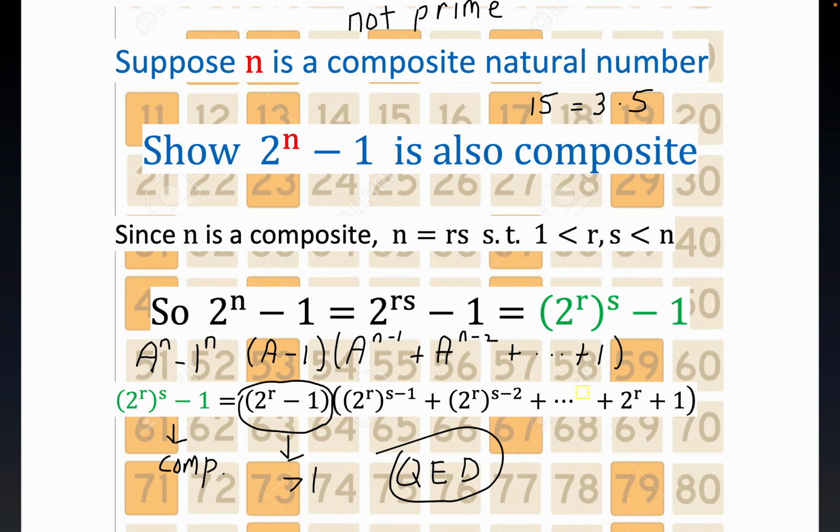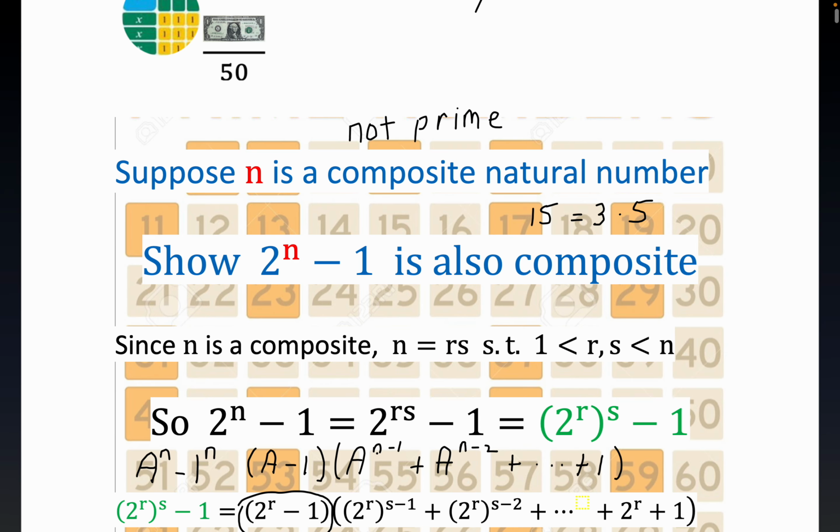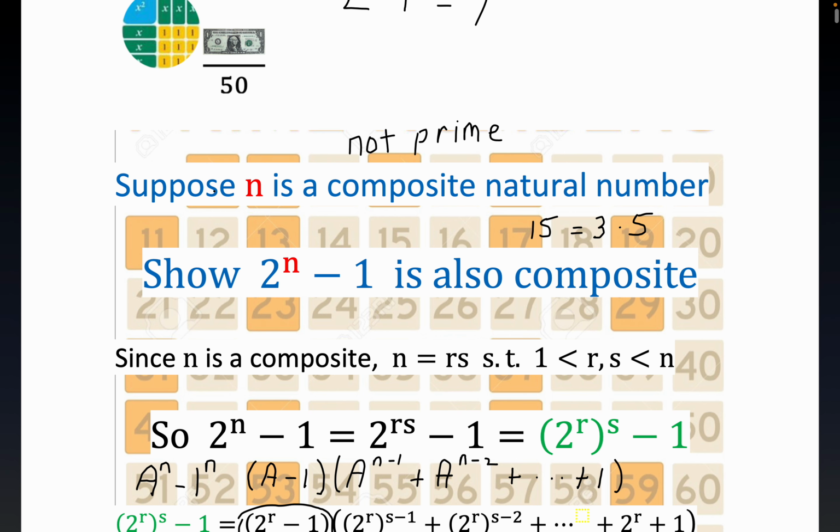And also, I would like to say this has an interesting, what they call contrapositive. You could also write this as, if this is prime, then this would have to be prime also. So in other words, let's just start right here. Suppose n is a composite natural number. Show that 2 to the n minus 1 is also composite. But you could also say if 2 to the n minus 1 was prime, that would mean that n is prime. That would be what they call the contrapositive of this statement.